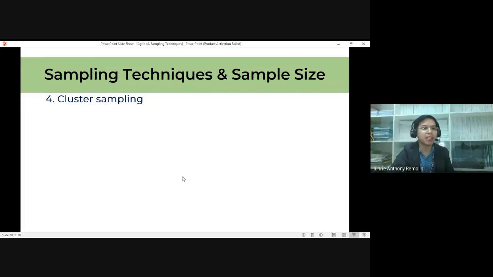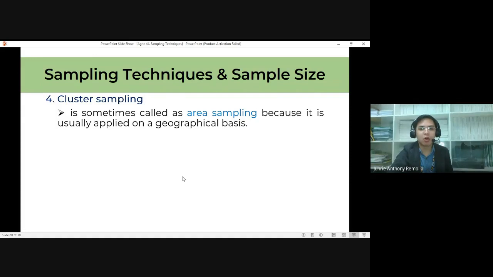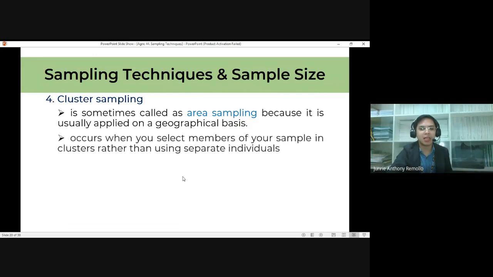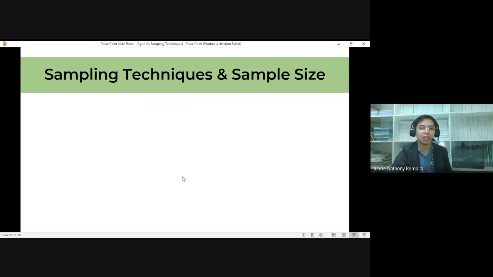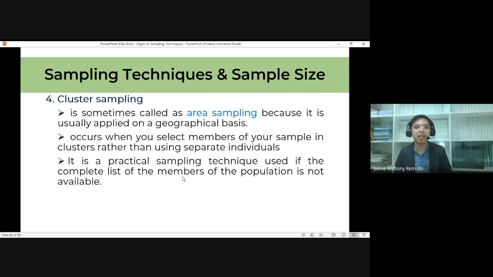So yung pang-apat is cluster sampling. It is sometimes called area sampling because it is usually applied on a geographical basis. Okay, so it occurs when you select members of your sample in clusters rather than using separate individuals. And it is a practical sampling technique used if the complete list of the members of the population is not available.